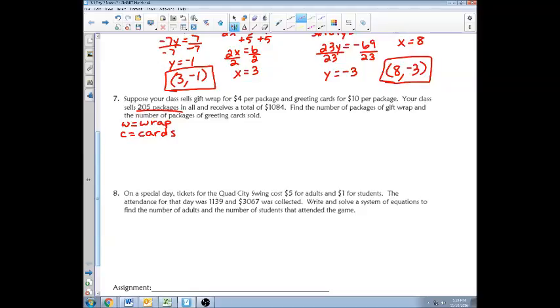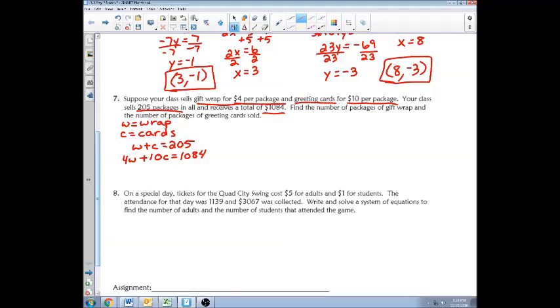Well, what I can do with that is use W plus C equals 205, right? Then it also told us that $1,084 is how much they sold in total. So I need to use the $4 per package of gift wrap, okay? So it would be 4W plus the $10 per package of greeting cards, so plus 10C, would equal our 1,084. Now I have two equations.